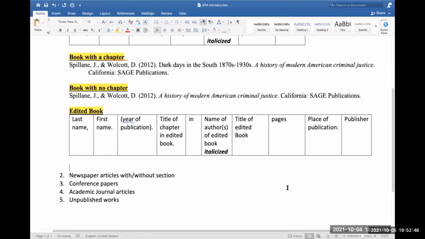Sir, title of edited book and pages, and the name of authors. For edited books, persons, the names are separated by a comma. WhatsApp will be delayed, just give it some time. That's how I have to be doing it.